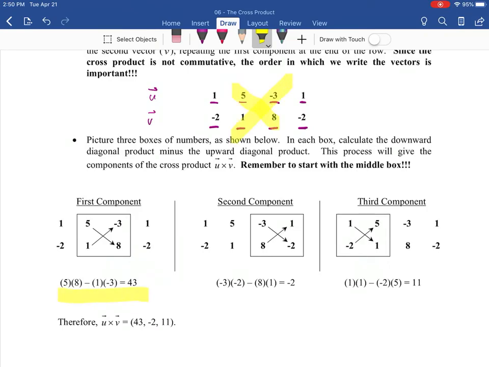Now, you don't rewrite the boxes. You sit right here and you go, okay, when I'm doing first component, I just go 5 times 8, subtract negative 3 times 1. That's what I got right here. Then when I do this second component, I just do negative 3 times negative 2, subtract 1 times 8. And that's what this is showing here. It's just showing the individual work in those boxes. And then the last one, when I want to do the third component, I just go 1 times 1, subtract 5 times negative 2. So all the numbers are laying there. You're really just doing some cross multiplying there.